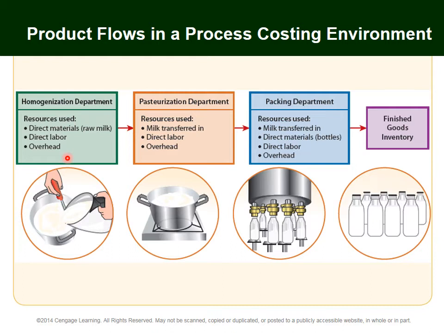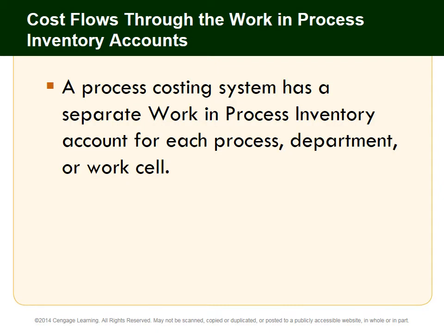This is a product flow chart for process costing. Let's say that this is milk. You have a homogenization department that has materials, labor, and overhead, and then a pasteurization department where items from this department flow through to here, and then it flows through the packing department, and finally it flows through to the finished goods department. And then here is your finished product. One process, continual operations. So a process costing department has several work in process accounts, whereas a job order costing might have several jobs going on, but they've only got one work in process account.